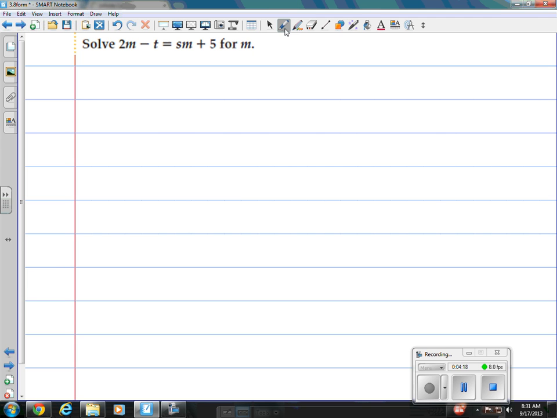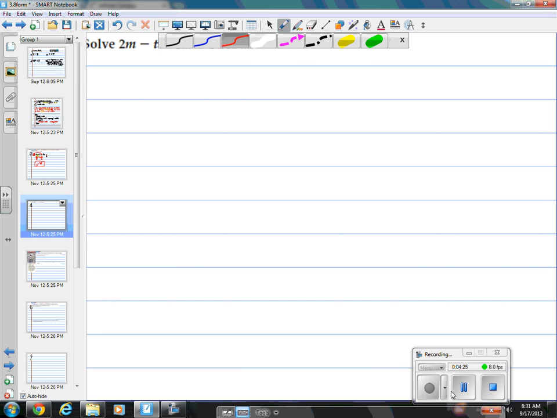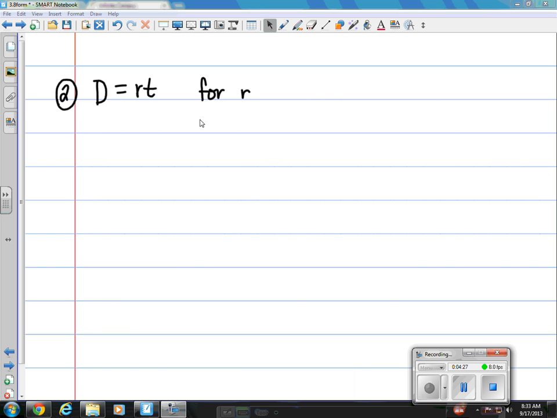Alright, so example 2. Okay. Sorry about that, I accidentally went to the wrong page. Our example 2 is D equals RT, and we're asked to solve for R. I'm going to go ahead and tell you that this one is a formula.